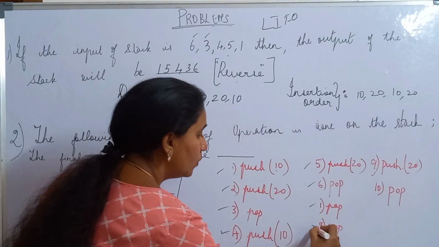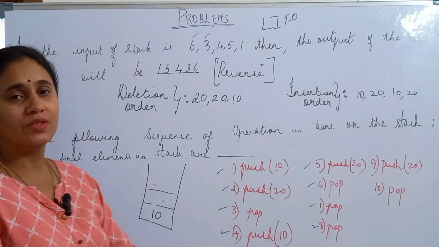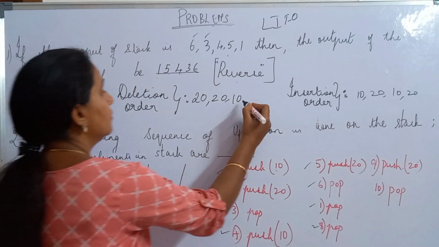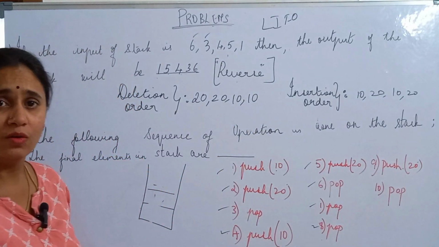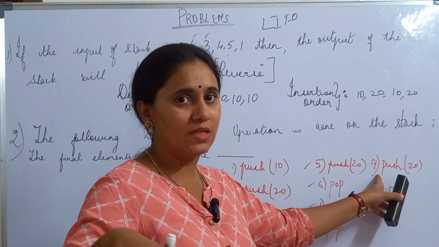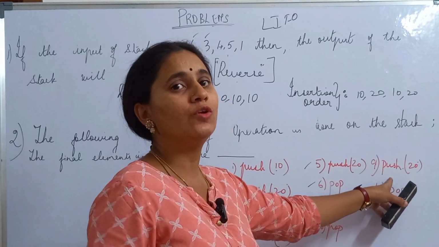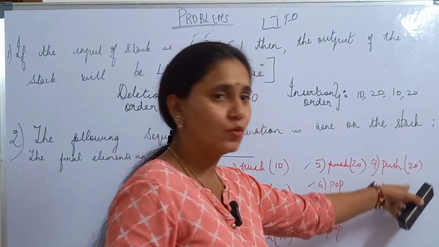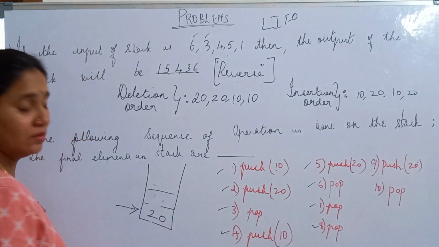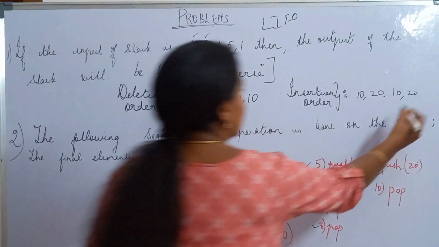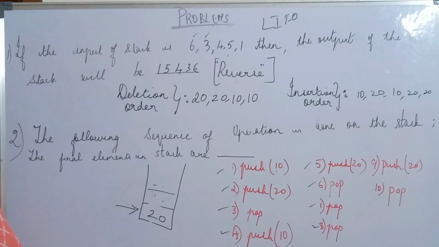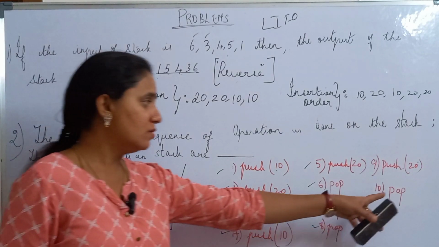Again do a pop operation. It is going to delete the value, so again the 10 is getting deleted. Write it over here. Clear? So friends, now we proceed with the ninth sequence, which is to push another element. It is 20. Shall we push it? Push over here. Pushed. So here also we can write it as 20.